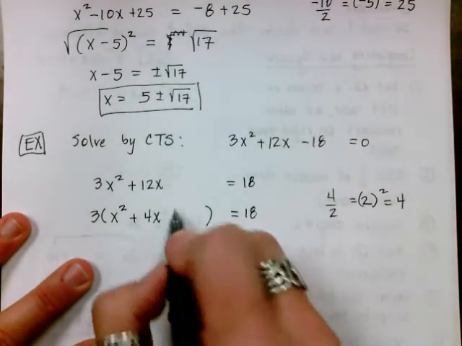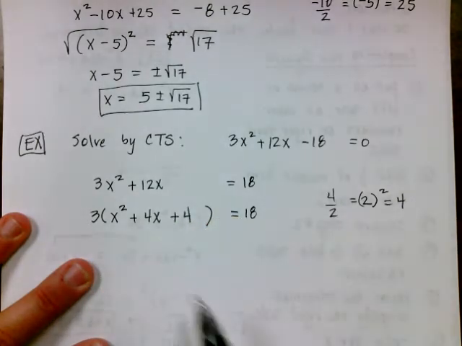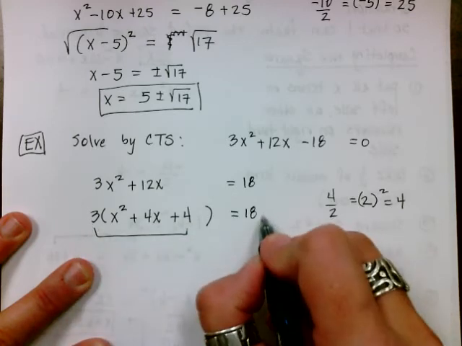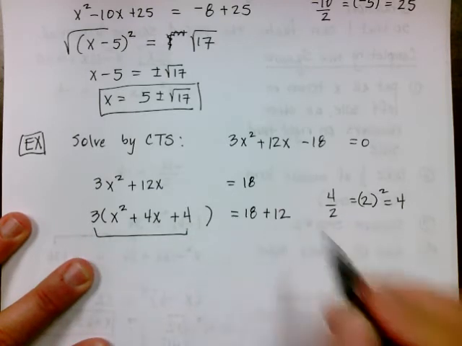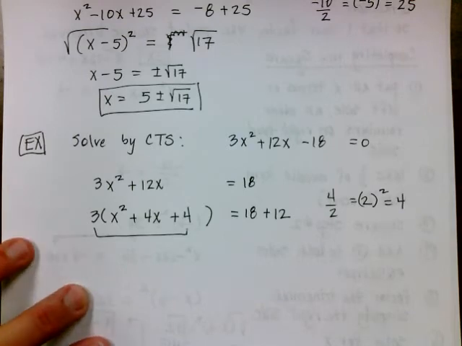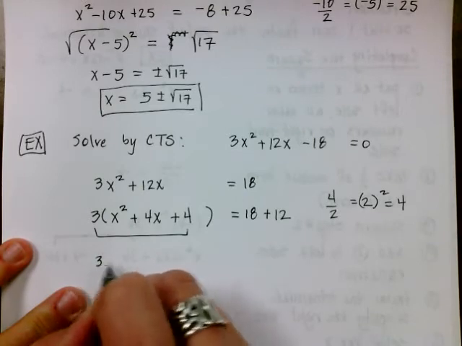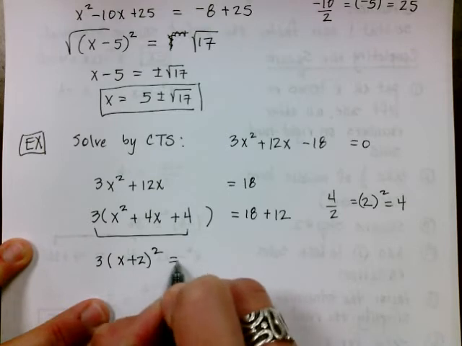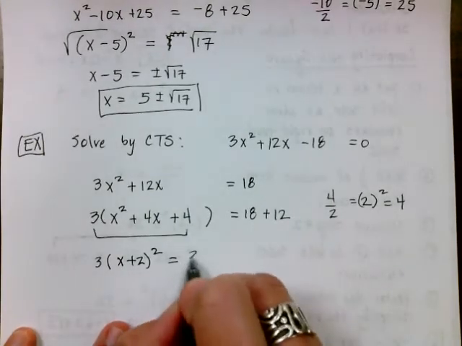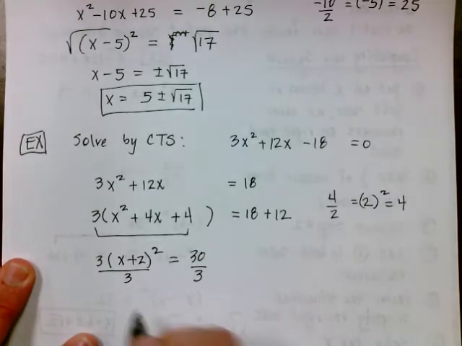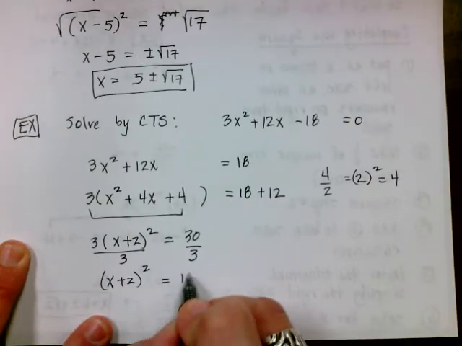So I'm going to add 4 to this side, but what I have to manage is this 4 distributed to the 3, so I'm going to add 12 to the other side. This is the only step that's different. Okay? Now I'm going to factor. I keep the 3, it doesn't disappear yet, and I'm going to have x plus 2, quantity squared, is equal to 30. Now I can divide this side by 3 and this side by 3, and I'm going to get x plus 2, quantity squared, is equal to 10.